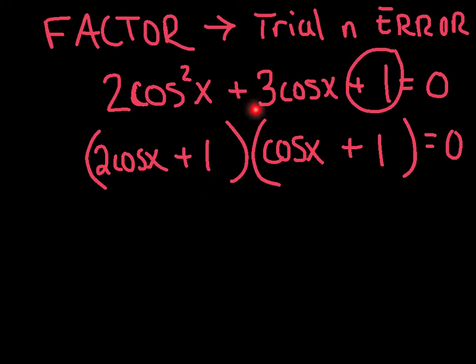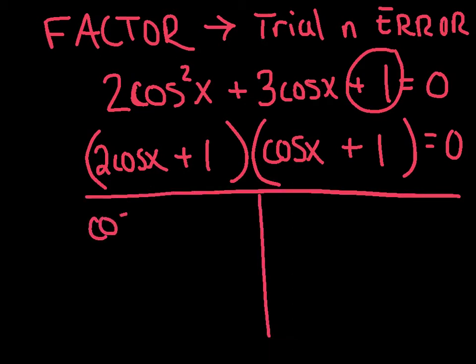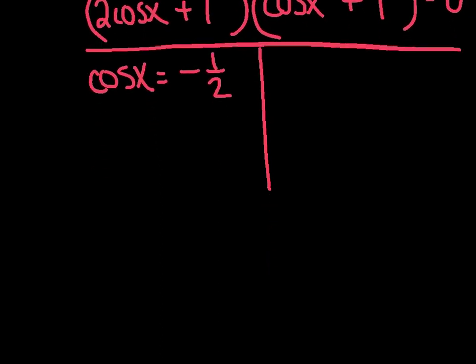And if I added those 2 terms, I would certainly get the 3 cosine of x. So we're feeling pretty good so far. We're going to tee this up, and we've got the cosine of x is equal to negative 1/2. And so I'm going to go ahead and finish that side of the T off right now.